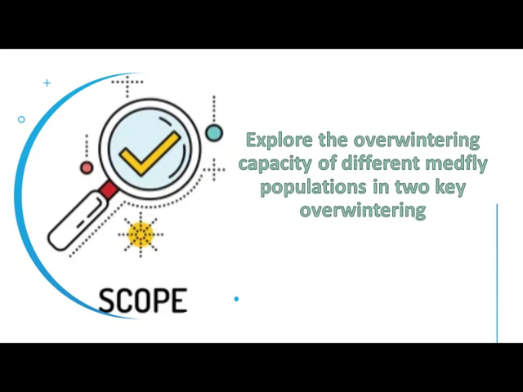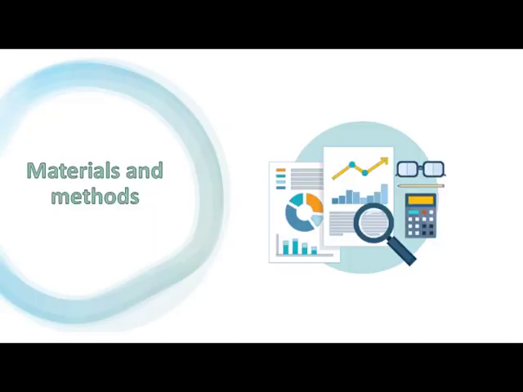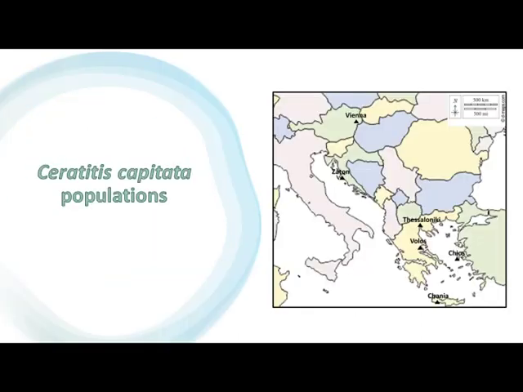So, our aim was to explore the overwintering capacity of different mayfly populations in overwintering hosts. We considered different mayfly populations. We have 6 populations from the southernmost point of Europe all the way to Austria. In Austria there is a breeding population for the last 10-12 years, and they collect infested fruits every year and keep a colony.